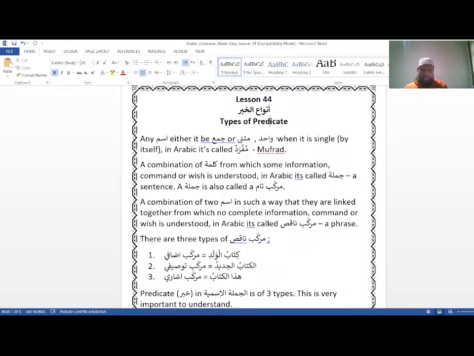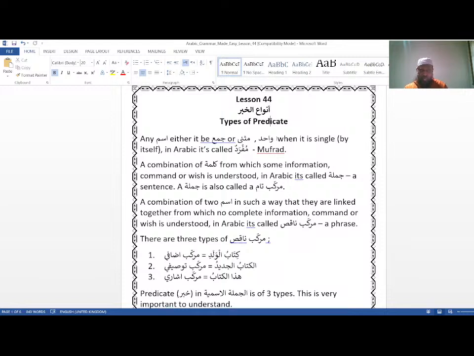And number three, a combination of two isms in such a way that they are linked together, from which no complete information, command or wish is understood. It is a phrase. It is called murakkab naqis. Although it's murakkab, a combination of words, no complete meaning can be gotten from this. Murakkab naqis is called phrase.